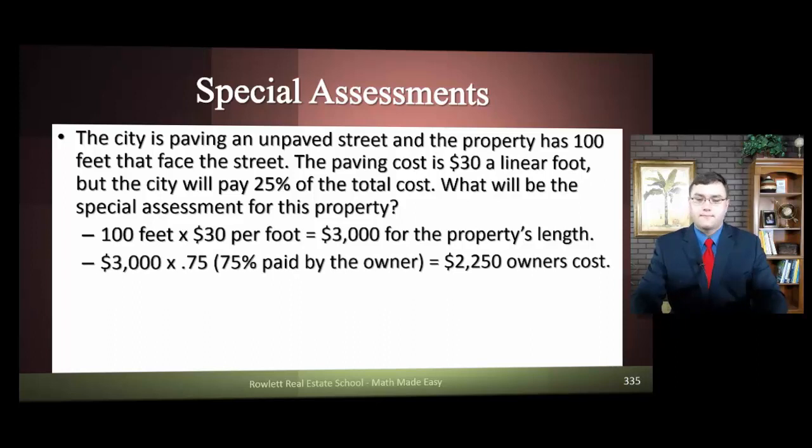Now, if the city is going to cover 25%, that means the owner's going to have to cover 75%. So you can multiply the 3,000 by 0.75 to get $2,250.